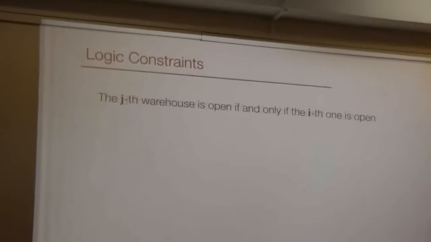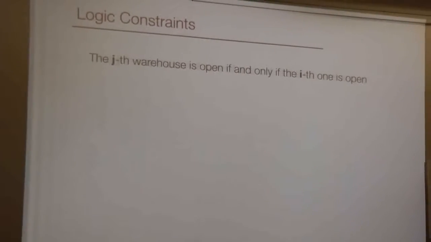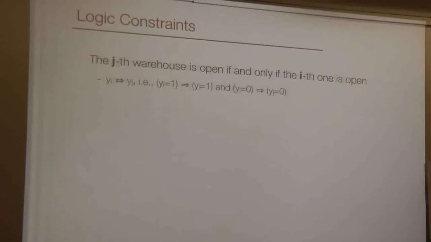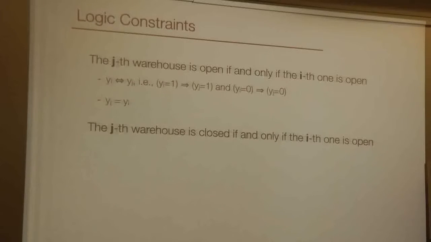What about this one? Here we have the equivalence. Okay? And actually what is important here is just to realize that equivalence is really just 2 implications. Okay? So equivalence means that if the left-hand side is true, the right-hand side must be true. And if the left-hand side is false, then the right-hand side must be false as well. And we know how to write this, right? That's just yj is equal to yi. We can also write it as 2 inequalities. That's really the same thing.